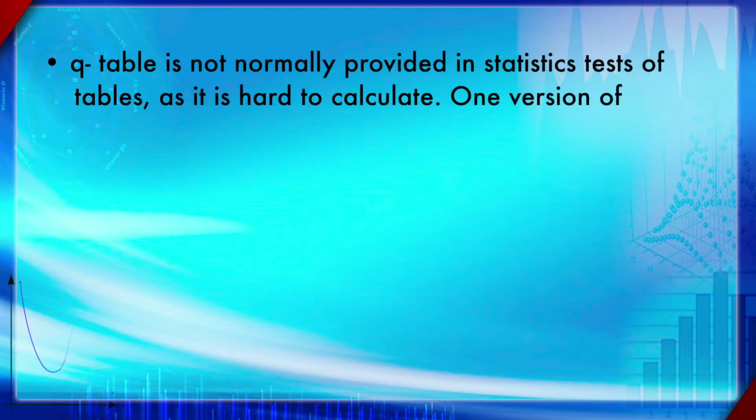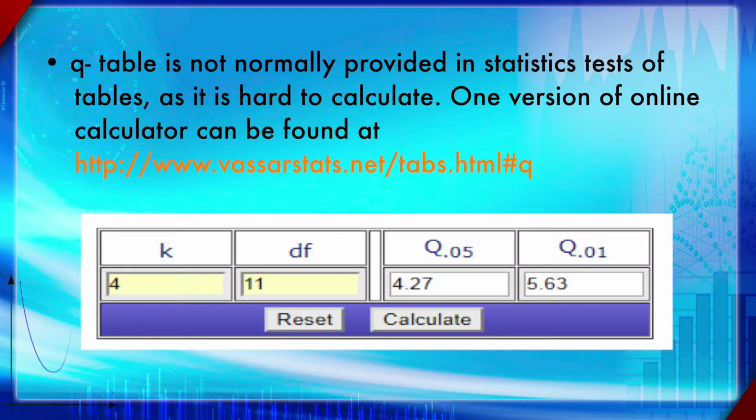Usually the Q tables are not given in statistics books because it is quite complicated. It's very tricky to calculate the Q. So you can simply go to an online calculator like the one which I linked. In this calculator you just have to put these 3 values, and then Q at 0.05 significance will be given and Q at 0.01 significance will be given. All you have to put is the degrees of freedom and R, which means the total number of groups. If you put it, you will get the Q value.